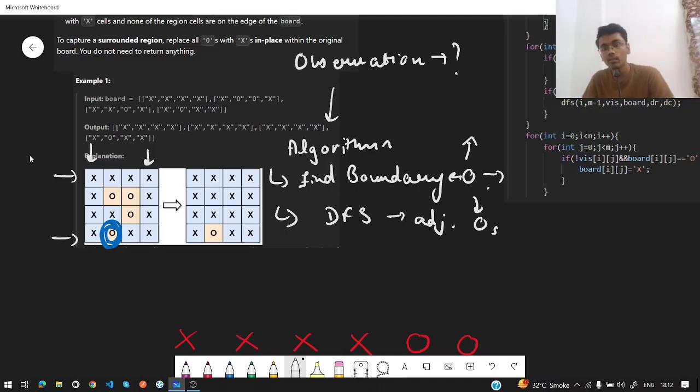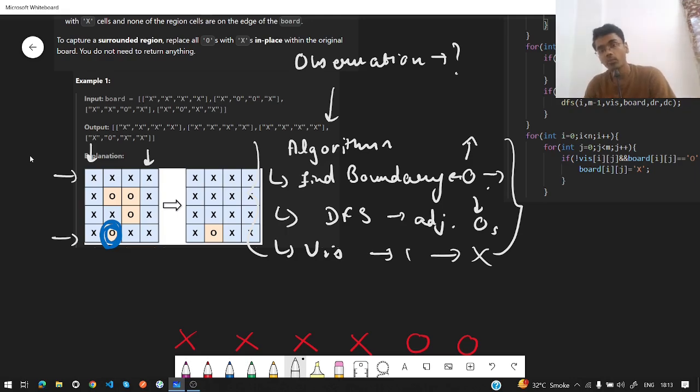So that simply means we will make one visited vector or visited matrix which will make sure what are the boundary zeros and connected to it. We will mark them as 1. All the remaining ones are the valid zeros to be replaced by x. This is the simple algorithm. Now if you didn't understand this part, don't worry, we will take one very simple example that will clear all your doubts, and the dry run on this particular example will help you understand this problem in a better way.